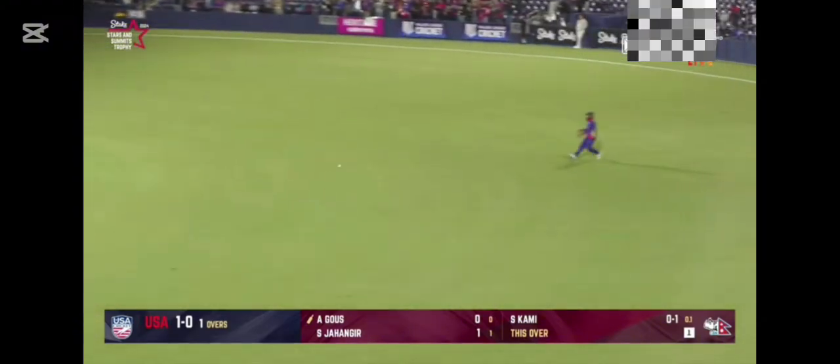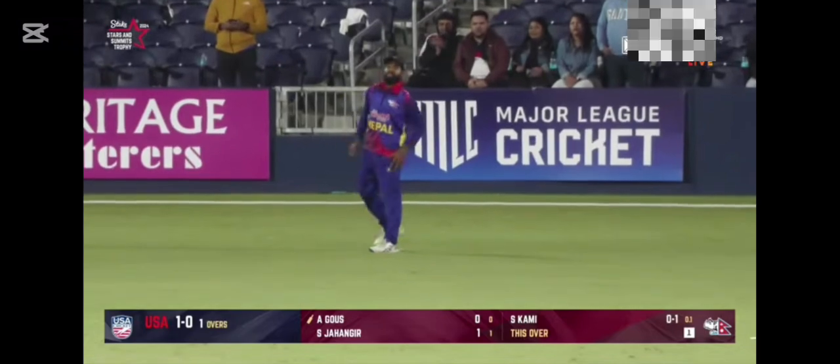Hit away into the leg side. That's a good result for Nepal. Only a single. Dipendra Singh Airee, the fielder.